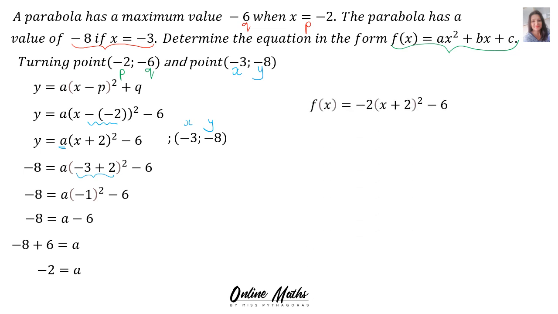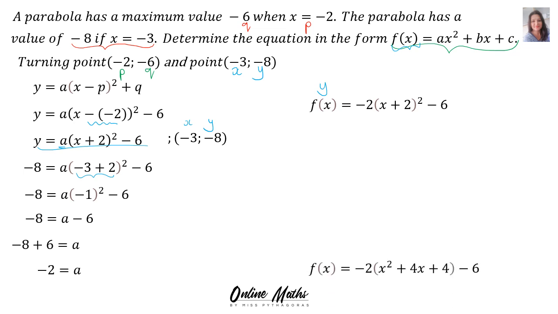Then we will use this part of the formula to give the correct answer. And you will also see in y's place, I substituted f of x because this is what they wanted. They wanted it in the form f of x. And then equals, a's value is negative 2 bracket x plus 2 squared minus 6. And then they wanted it in standard form.